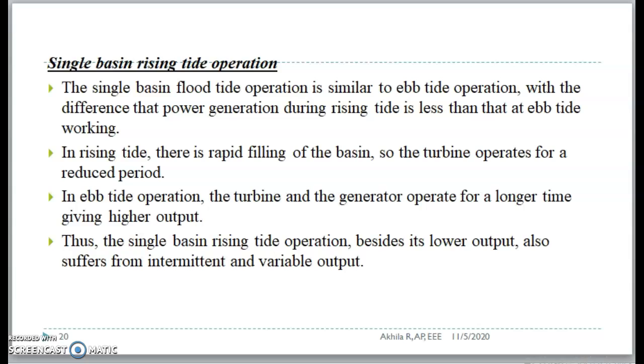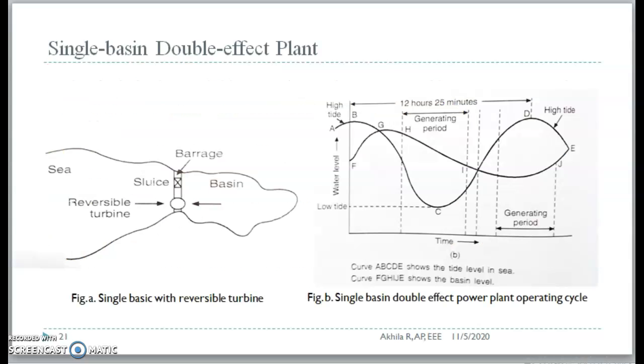Let's see the single basin rising tide operation. It is similar to the ebb tide operation, with the difference that power generation at the rising tide will be less than at the ebb tide. In the rising tide, you have rapid filling of the basin. The turbine operates for a reduced period. In the ebb tide operation, the turbine and generator operate for a longer time giving higher output. The single basin rising tide operation, besides its lower output, also suffers from intermittent and variable output.